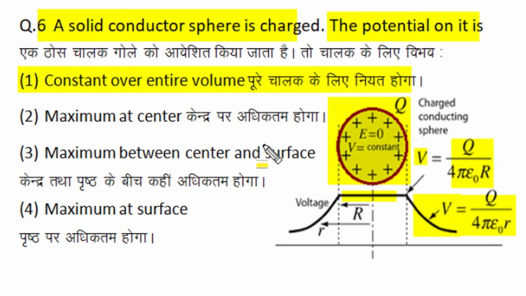If someone has asked for the electric field intensity of this charged sphere, then the intensity is maximum at the surface and it is kq by r square, and the internal electric field in a conductor sphere, whether it is solid or hollow, becomes 0.